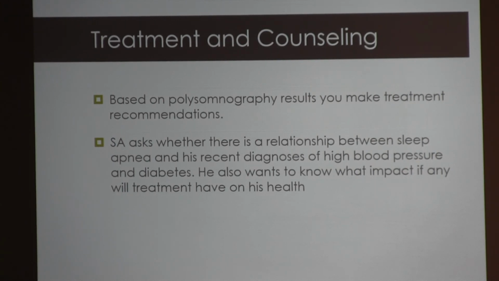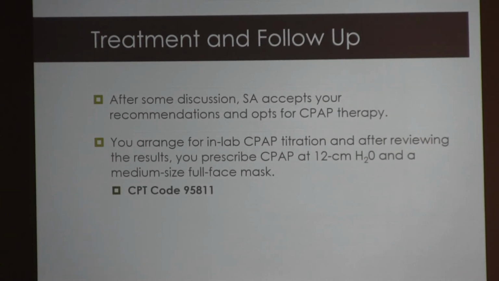Mr. Applegate asks whether there's a relationship between sleep apnea and his recent diagnosis of high blood pressure and diabetes. He wants to know what impact, if any, his treatment will have on his health. So after some discussion, Mr. Applegate accepts the idea that he should get CPAP, and so you arrange for an in-lab CPAP titration, and after reviewing the results, you prescribe a CPAP with 12 centimeters of water and a medium-sized full-face mask. The code that you use is 95811.